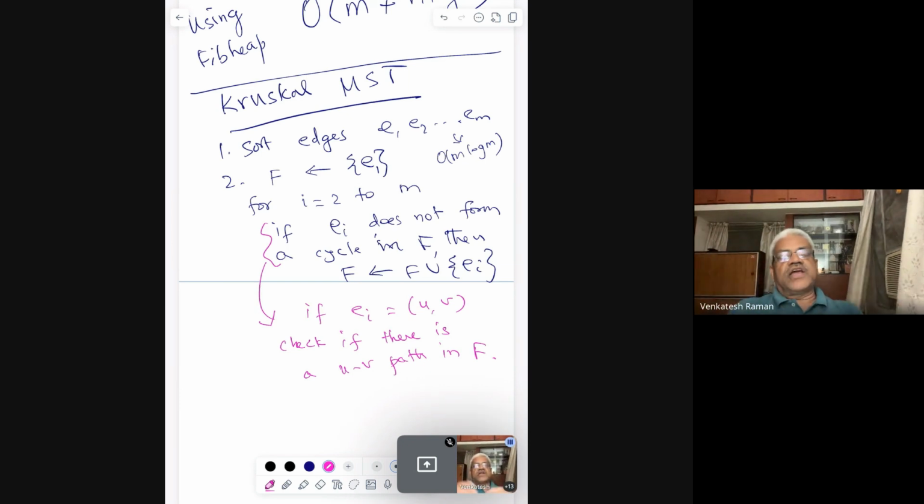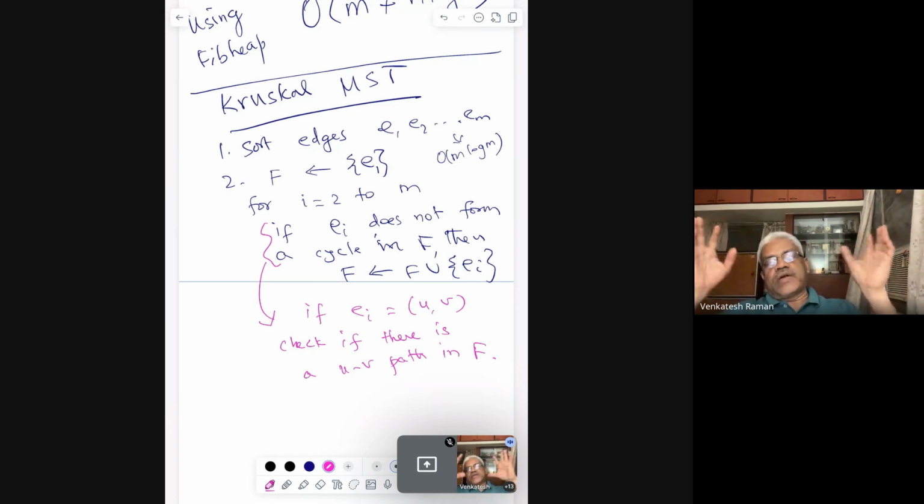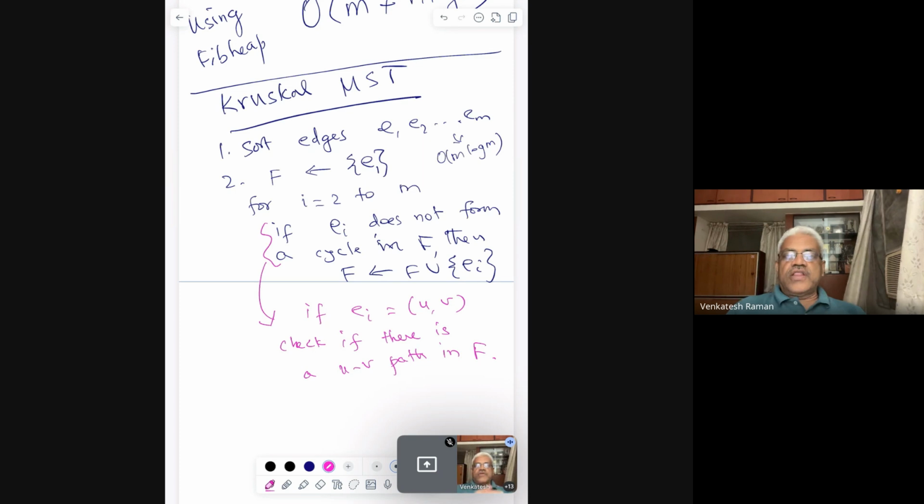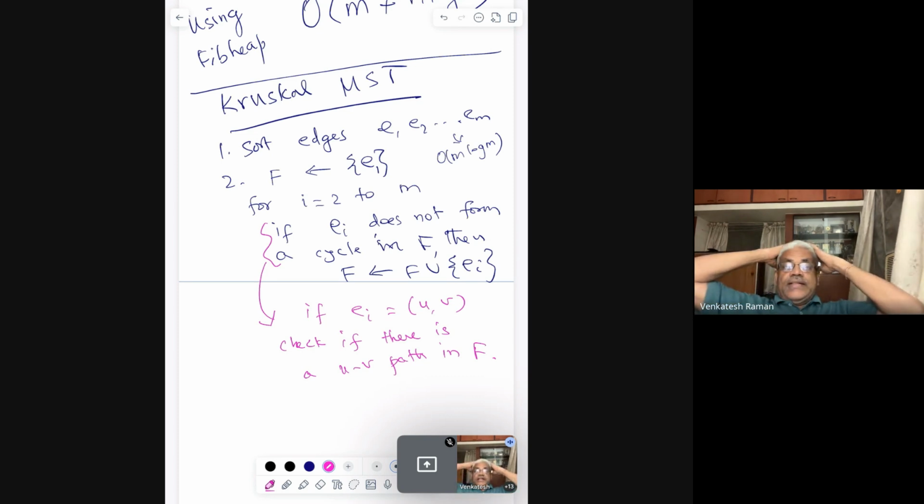So how much time will it take? We know all that, m plus n and so on. So in this case, there are i edges at any point of time, so it will take order i time. And if you go all the way, that's going to be something like 1 plus 2 plus 3 up to m. So it could be as bad as m squared.